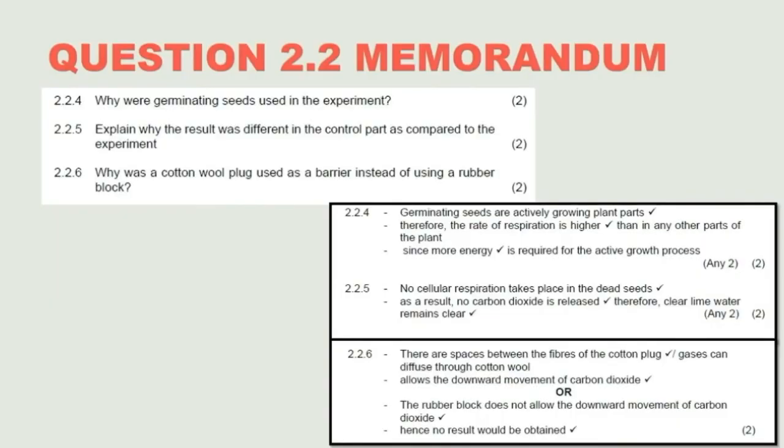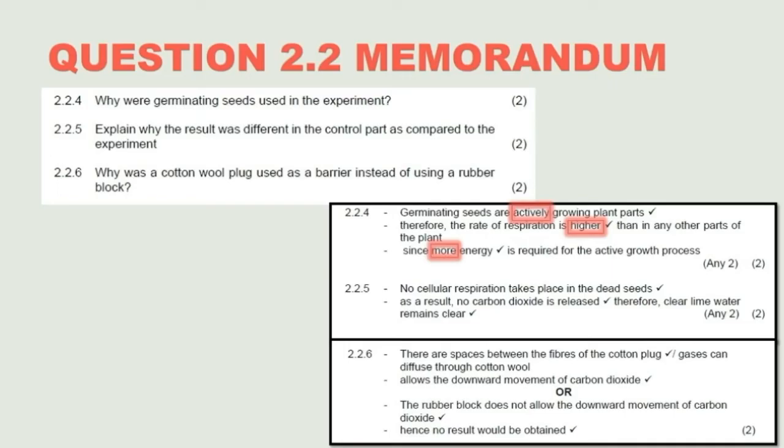Okay, so question 2.2.4, why are germinating seeds used in the experiment? The reason for that is that these seeds are actively growing. So therefore the rate of cellular respiration is quite high. So that will make the time that we take on our experiment a bit shorter until we get results. And then also they use more energy than any other part of the plant as they require the energy to actively grow.